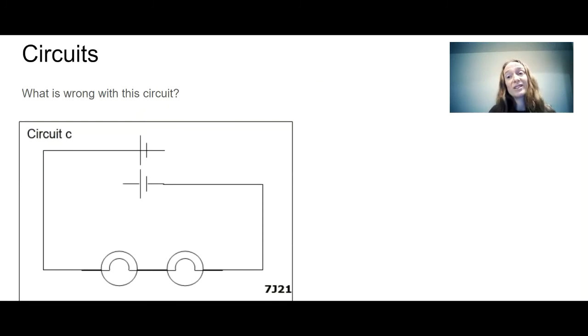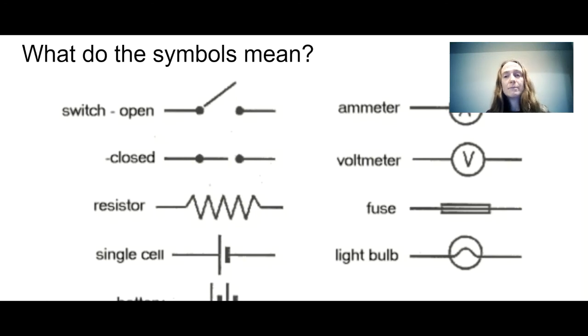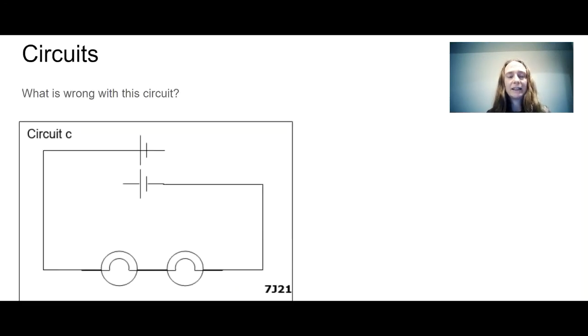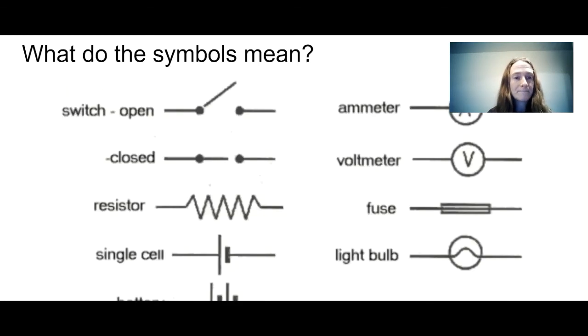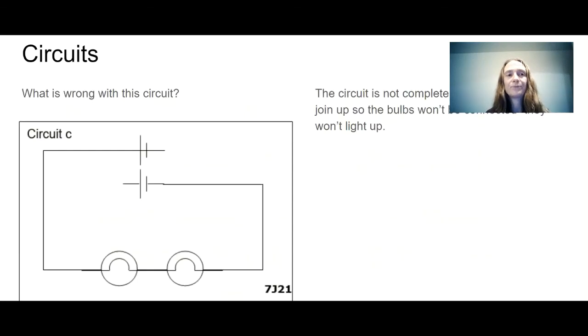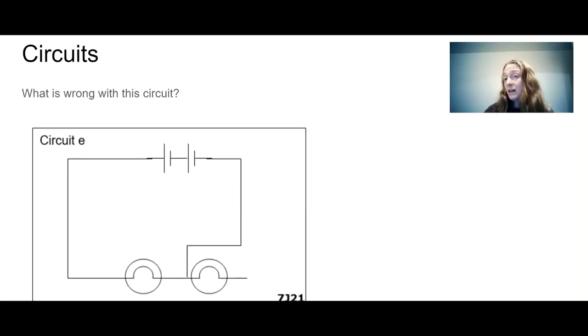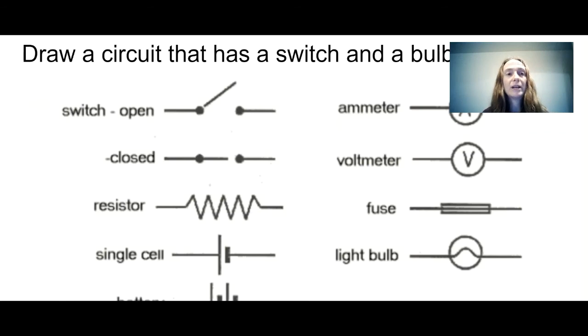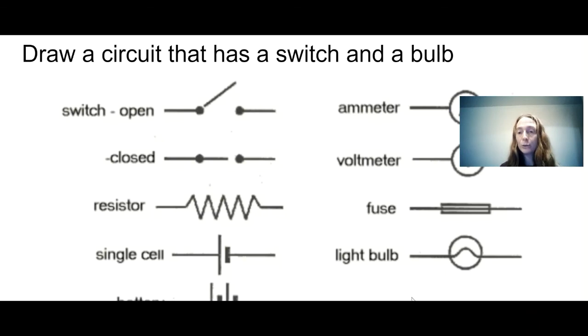And then we're going to talk about what's wrong with circuits. So this circuit, there's something wrong with it. Can you work out what the problem is? And then what do these symbols mean? This circuit here has had the labels put on. Sometimes lamps are drawn as crosses instead of the way these are. You might see that sometimes. So what is each thing on this circuit and what is wrong with it? And then what's wrong with this other circuit? Then you're going to draw a circuit for us, which has a switch and a bulb.